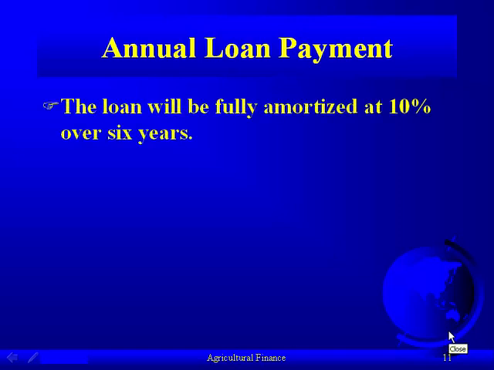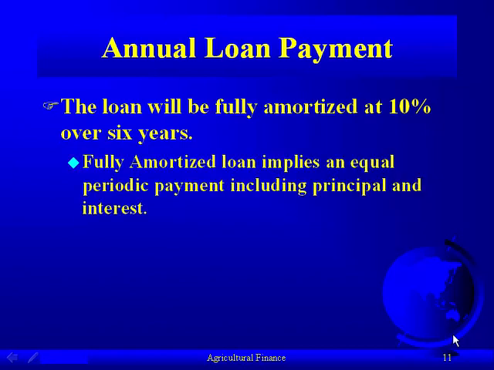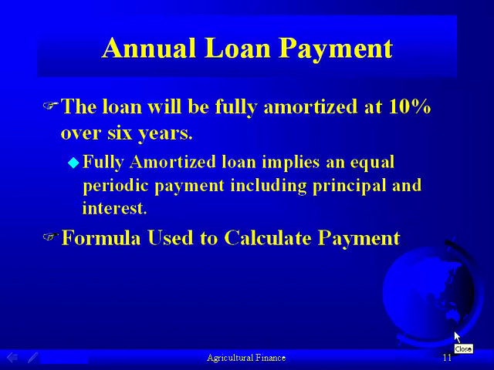Also on page 44, it says this loan will be fully amortized at 10% over 6 years. This is a fully amortized loan, and it implies that you have an equal periodic payment that includes both the principal and interest. The principal and interest are going to change such that it's always a constant payment. And what formula do we use to calculate a debt payment? Since we want a uniform payment, we're going to use the present value of a uniform series formula.